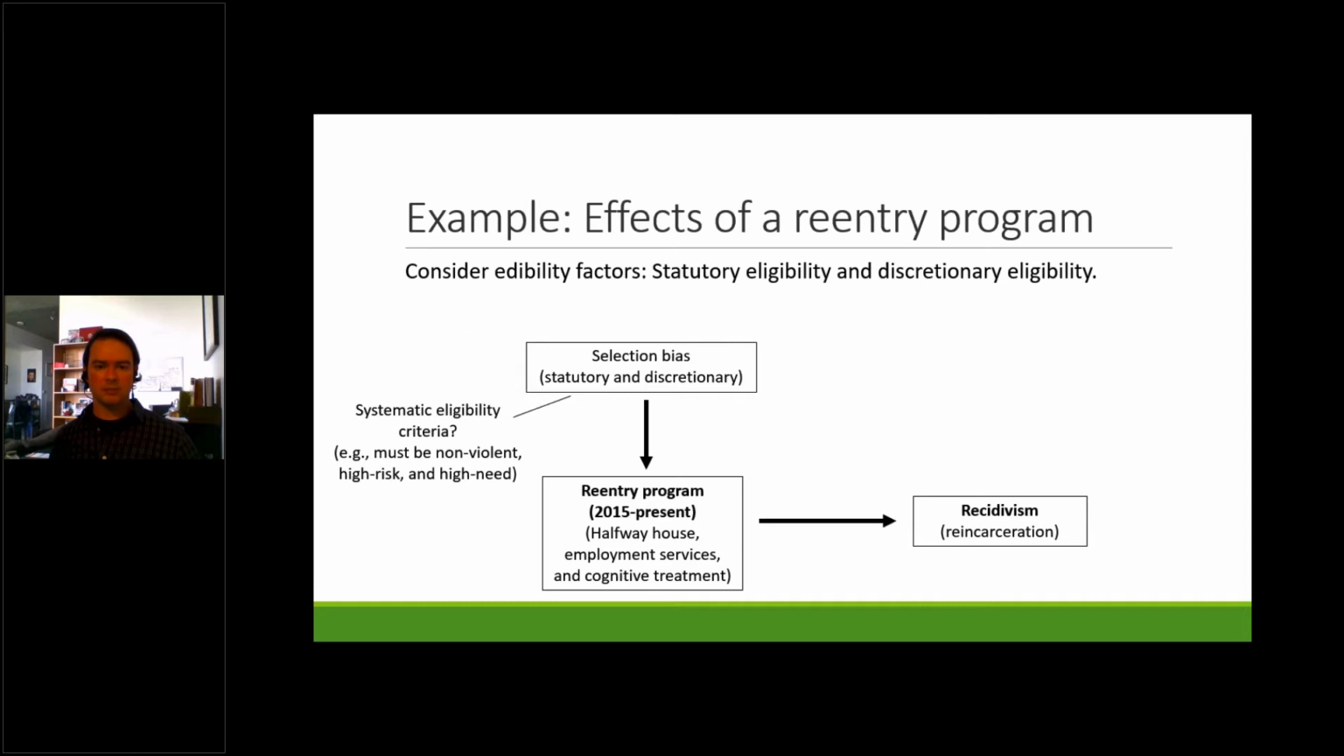For most criminal justice related programs, there is statutory eligibility and discretionary eligibility. That is, what law or policy dictates someone will be eligible, versus when somebody such as a probation officer or a case manager has the ability to say this person would do well, this person wouldn't do well. We need to make sure that we account for anything that creates systematic eligibility criteria. For example, maybe the program requires the individual must be nonviolent, high risk, and high need.